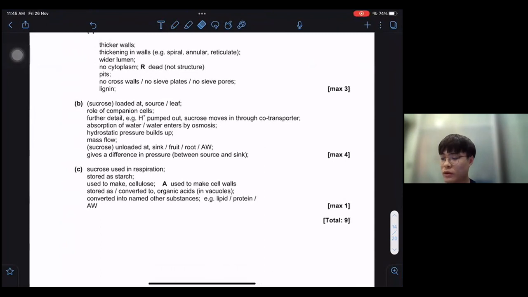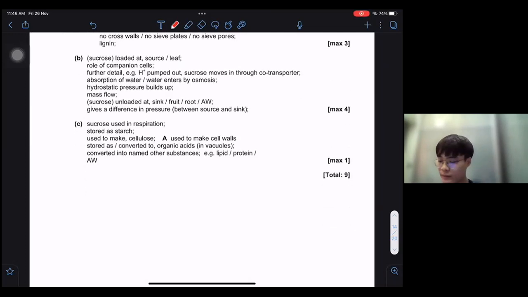Sucrose is used in respiration. It will be converted into glucose and fructose, which are needed in respiration. It will also be stored as starch and used to make cellulose. It is also used to make cell walls, as the sucrose will change into cellulose, and cellulose is one of the components of cell walls. Store as or convert to organic acids, and convert into other substances like lipids or proteins.